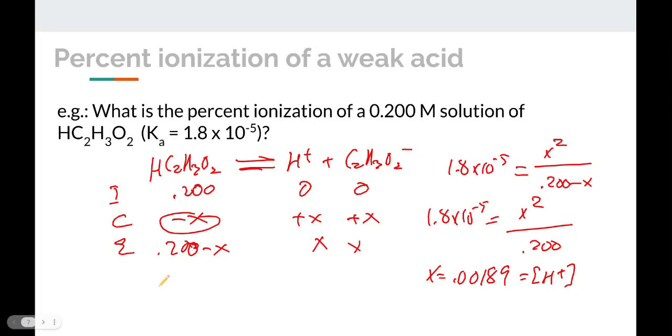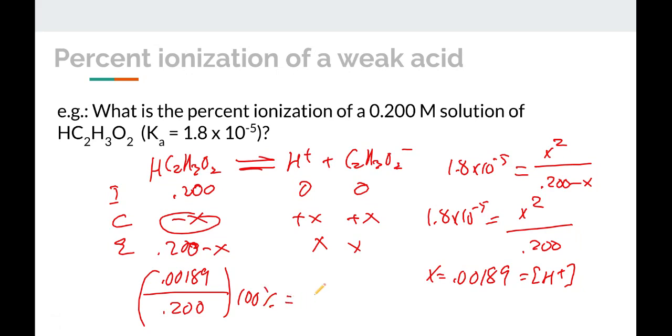So if I want the percent that ionized, I'm going to take that amount, 0.00189, and divide it by the initial amount, 0.200, and then express it as a percent by multiplying by 100, and I come up with 0.94%, so not very much of it ionized.